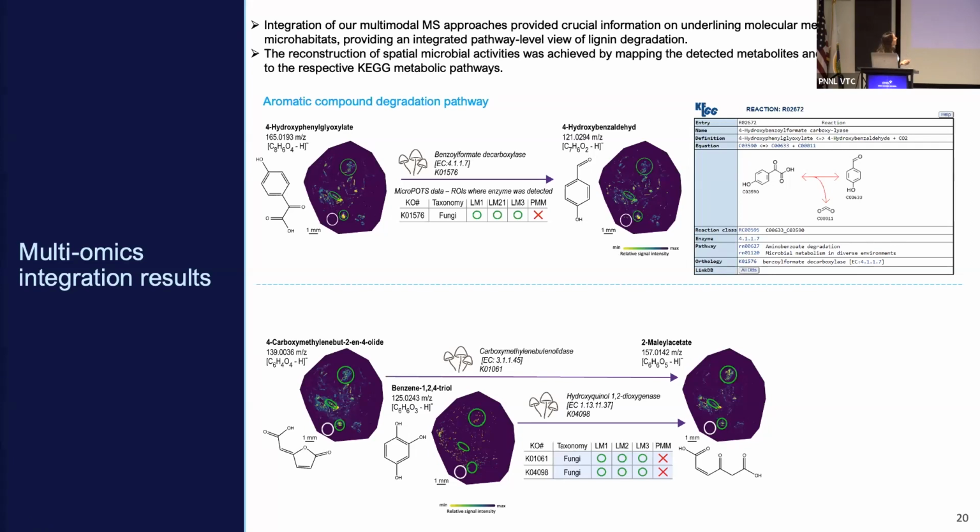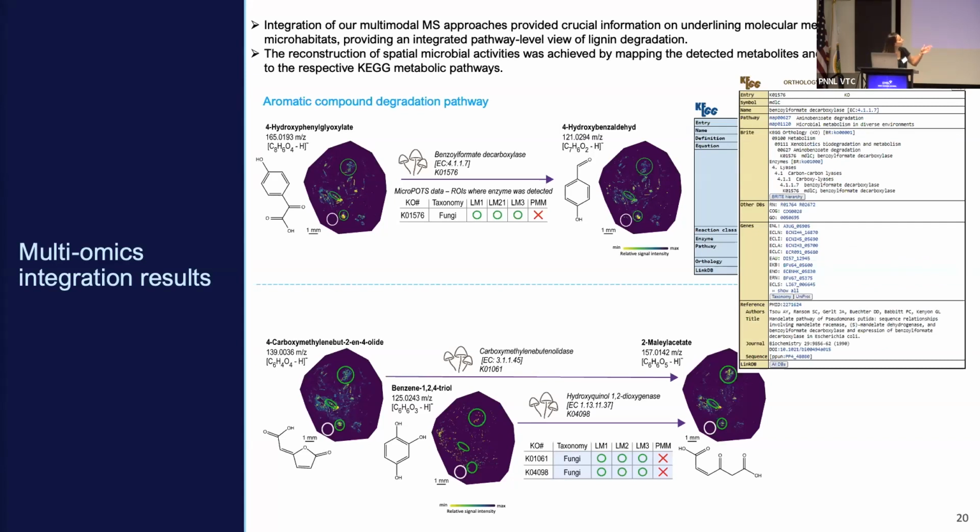As you can see here, this is the aromatic compound degradation pathway, where we detected substrate, enzyme, and product, and they all correlate really nicely on the spatial level. This is just the KEGG orthology number. You can see here all the highlighted pathways in which that KEGG functional ortholog was involved.